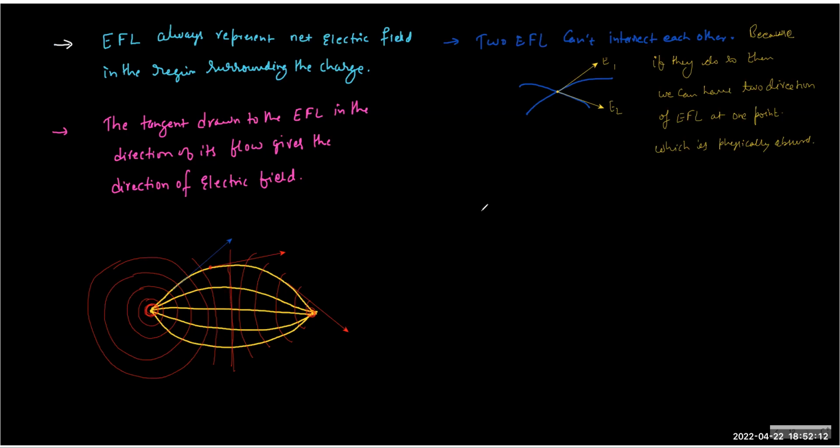So if I draw three charges at the vertices of a triangle, although it doesn't look like it, assume it's an equilateral triangle.